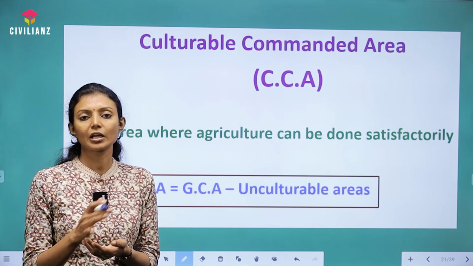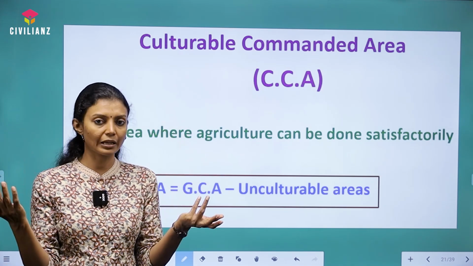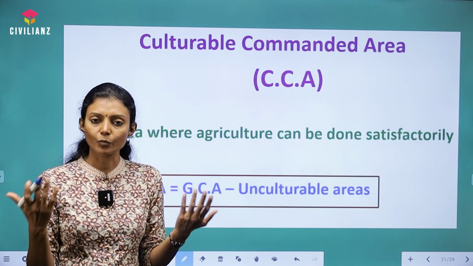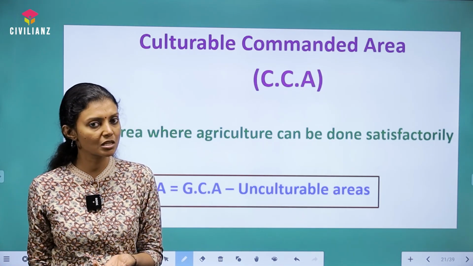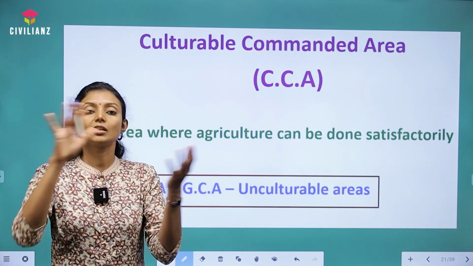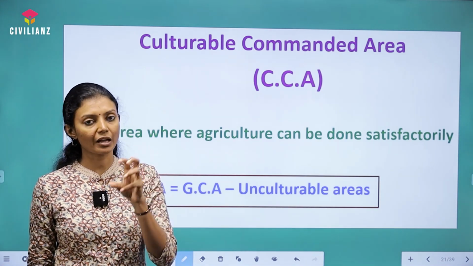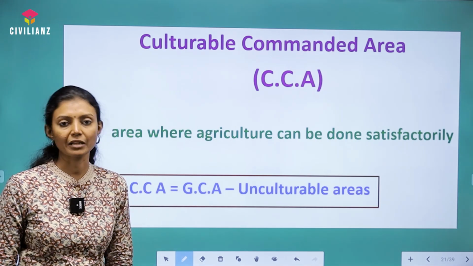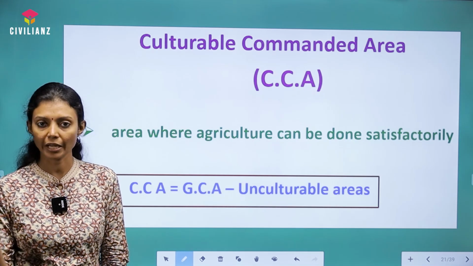Now, I hope you really know the difference between GCA and CCA. So, if you are constructing a canal system, it has access to both the sides. The total area which has access to this canal water can be called GCA. But that doesn't mean all these areas can be cultivated. So, the areas where actually cultivation can be done is named as culturable commanded area, that is GCA minus unculturable areas.